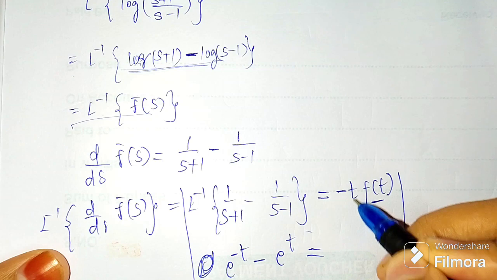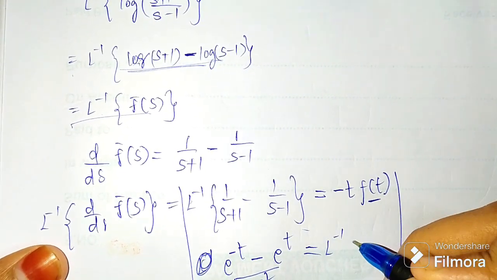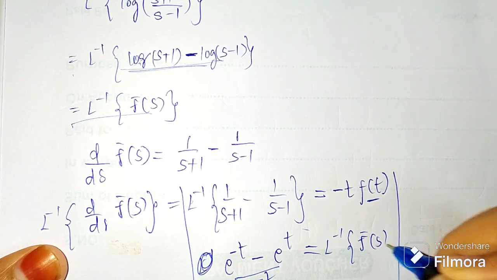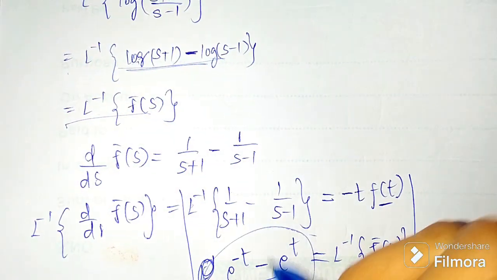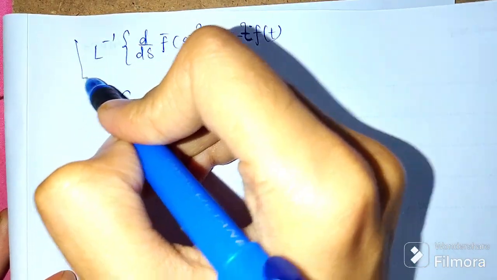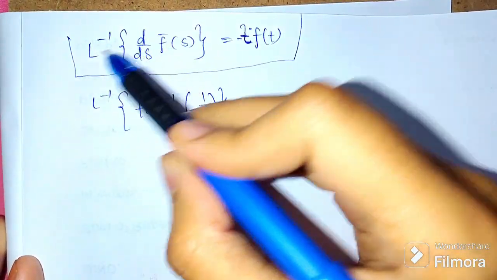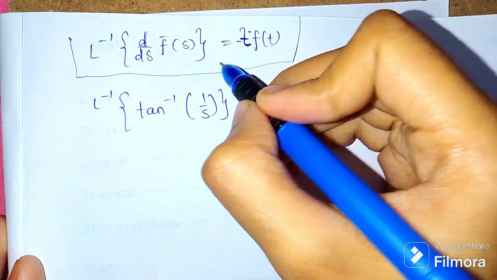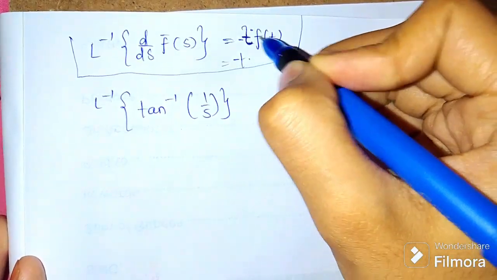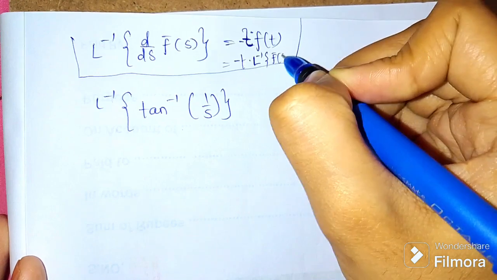So this is equal. I'm bringing minus t this side. f of t is Laplace inverse of f bar of s. This is what I have to find, no? This is what I have to find. So the answer is e power minus. So this is the inverse Laplace transform of derivative formula. You should remember. So Laplace inverse of derivative of f bar of s is minus t into f of t. Or we can write minus t into f of t means nothing but Laplace inverse of f bar of s.